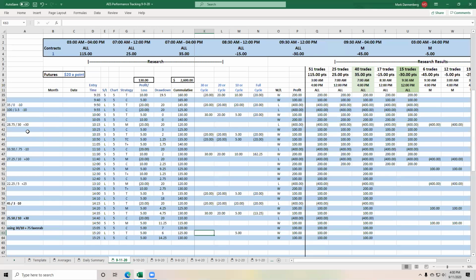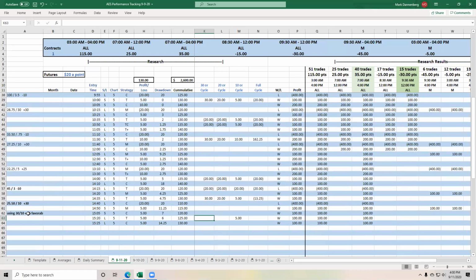So without going through all the details of that today, although we finished 35 points positive from 7-4 and taking all signals, today, using a 30-point stop and assuming a 10-point profit target, which is our normal profit target anyway, we would have ended up another 75 points favorable.